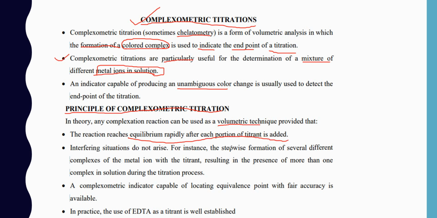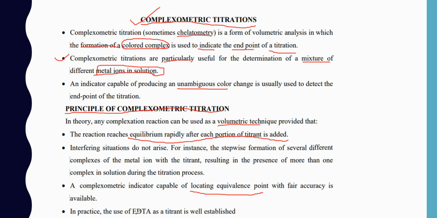Interfering situations should not arise. For instance, the stepwise formation of several different complexes of the metal ion with the titrant, resulting in the presence of more than one complex in solution during the titration process. So there should not be any interfering complexes or intermediate stages in the reaction. It should proceed with only one type of complex formation, no multiple types of complex. A complexometric indicator capable of locating the equivalence point with fair accuracy should be available.